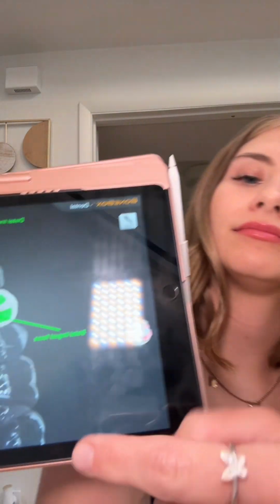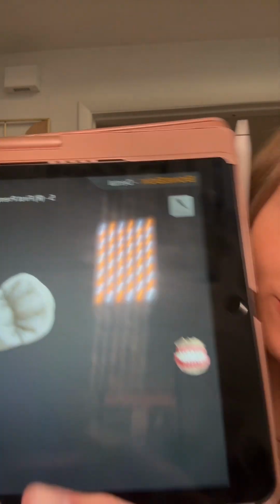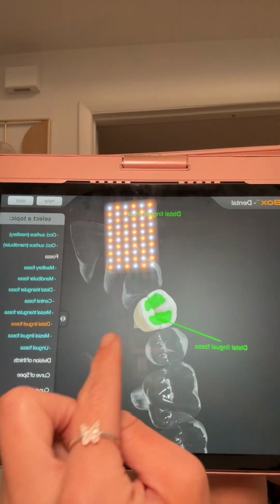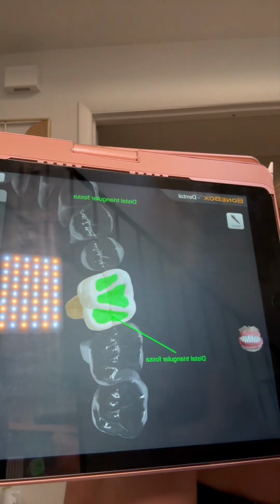On the premolars, you're going to have a distal lingual and a mesial lingual fossa because they don't have a central, they just have a mesial and a distal. See, mesial and distal. Now on the molars, it's going to be called a distal triangular fossa or a mesial triangular fossa or a central triangular fossa or central fossa. There's the distal, this is the central, and that is the mesial.